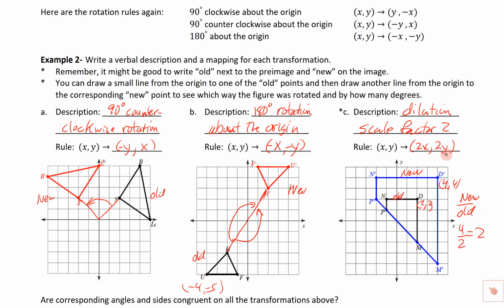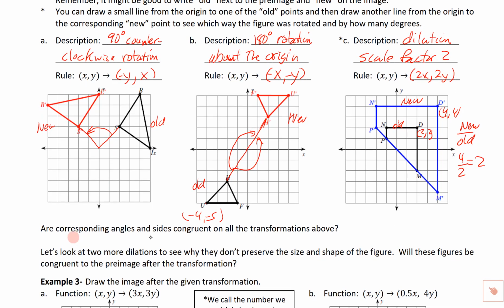Okay. Now, down below here it says, are all the corresponding angles and sides congruent on the transformations up above?